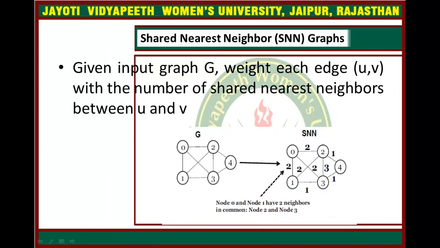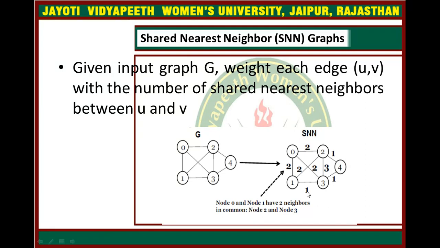Now come to the shared nearest neighbor, that is SNN graphs. Given an input graph, weight each edge, that is U and V, with the number of shared nearest neighbors between U and V. Like 0 to 2: node 0 and node 1 have two neighbors in common, nodes 2 and node 3. Like this is 2 and same for this and this. We just calculate according to the weights actually.